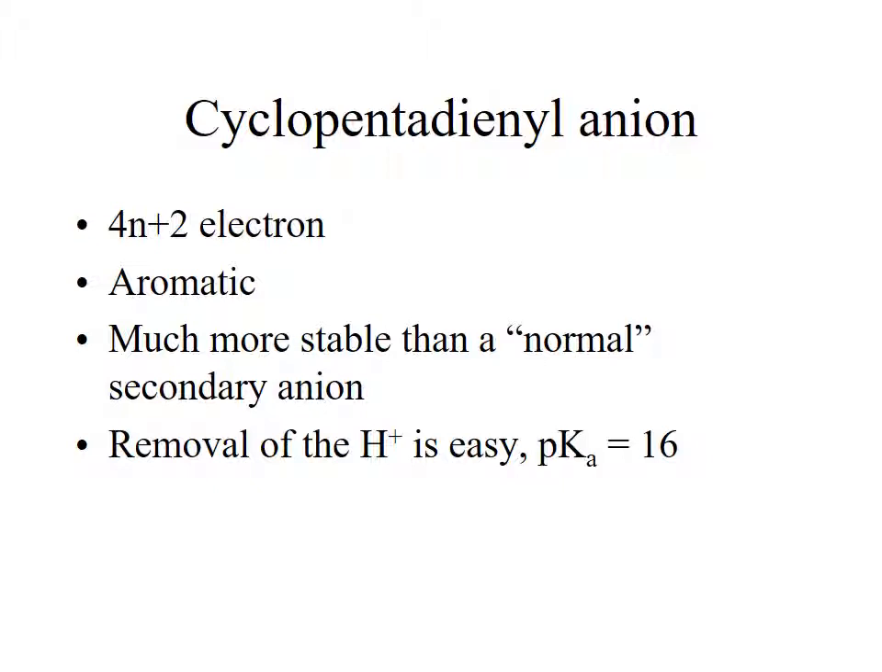The cyclopentadienyl anion is a 4n plus 2 electron system. It's aromatic. It's much more stable than a normal secondary anion. Look how acidic it is. It has a pKa of 16. That's about the same as water. That's amazing that a carbon would have a hydrogen that can lose a proton as easily as water can. What does that due to? The great stability of that aromatic cyclopentadienyl anion.